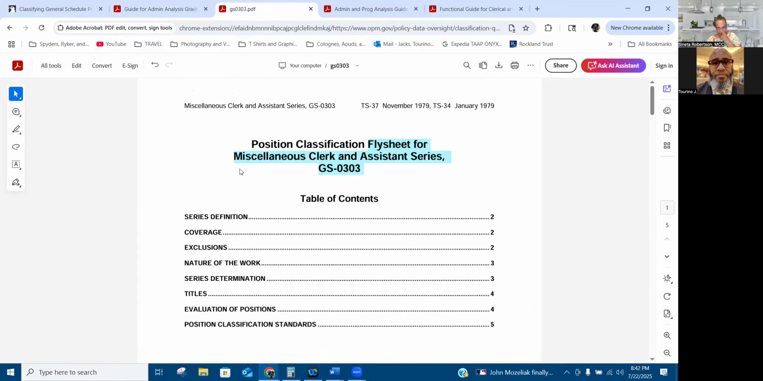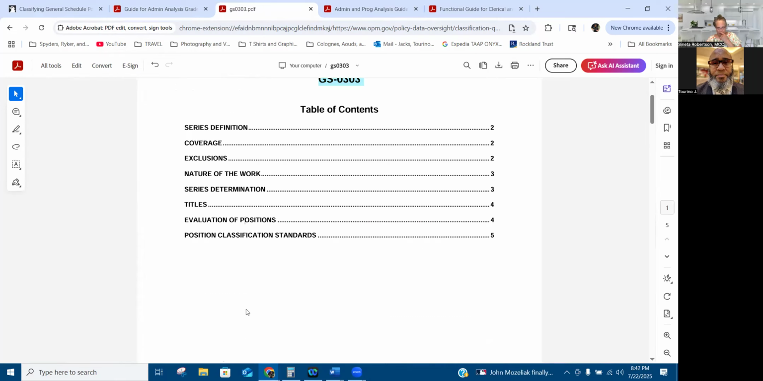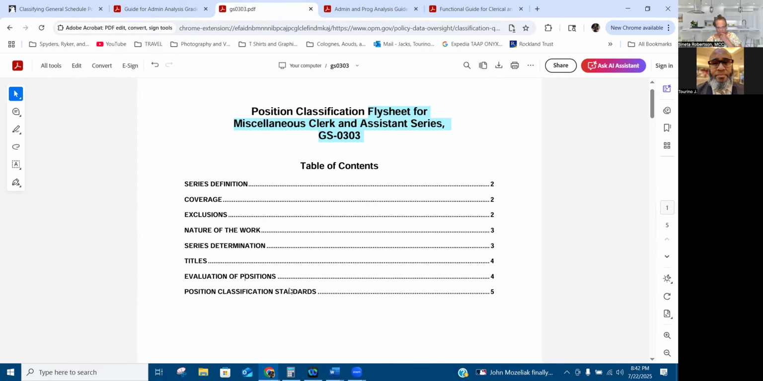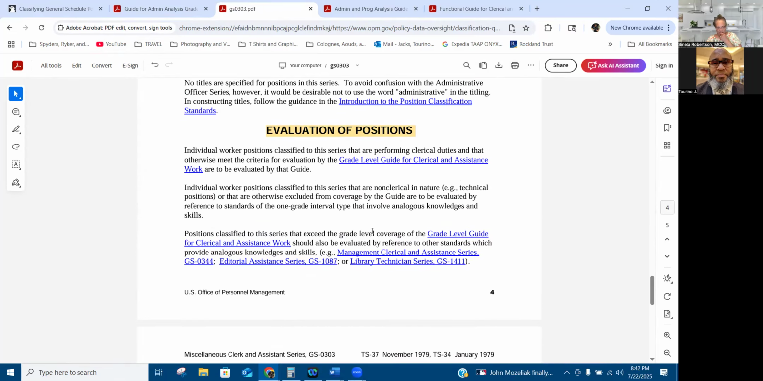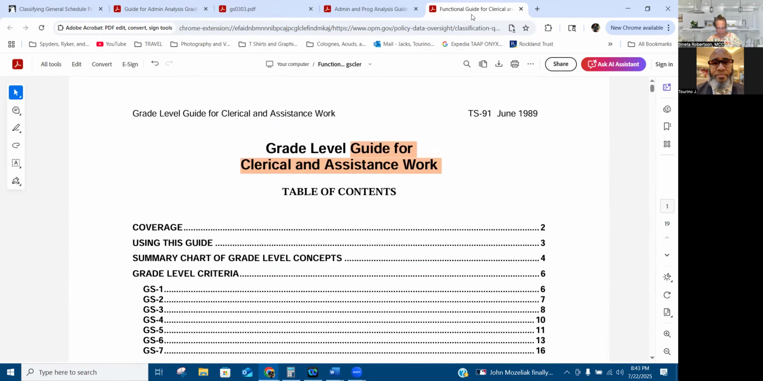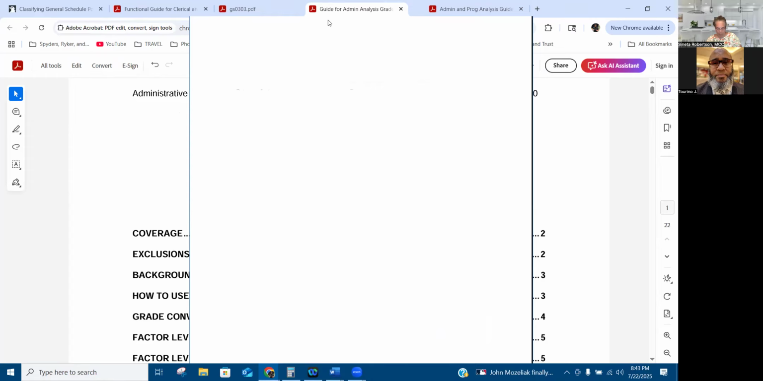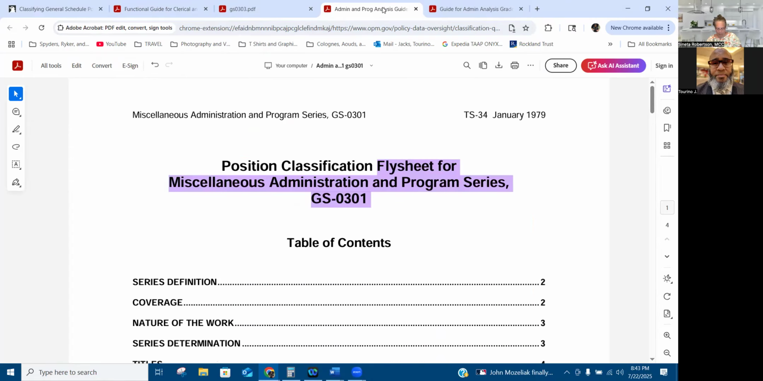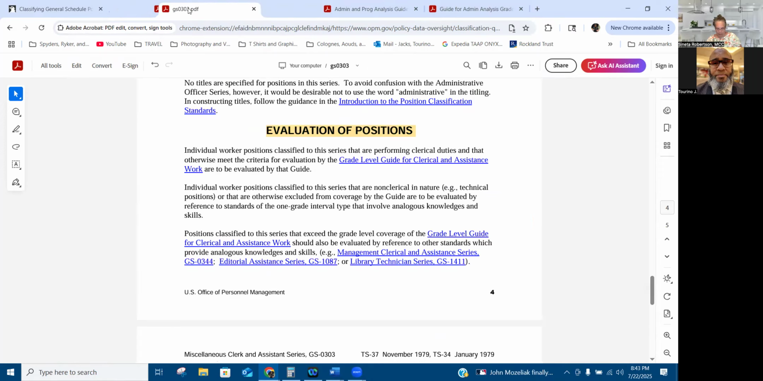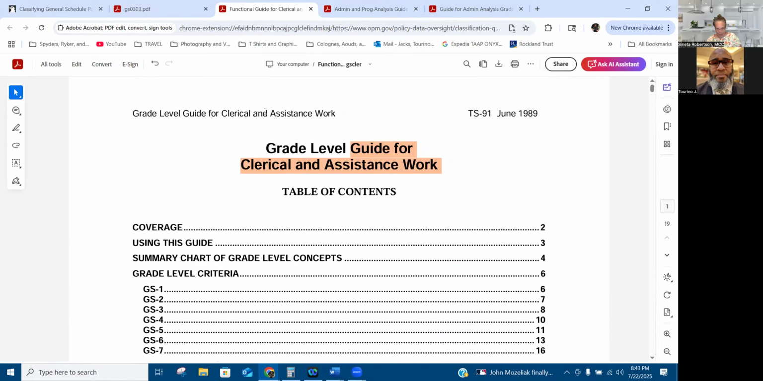So let me go to there. Evaluation of the positions, on page 4. This tells me I need to go here. The empirical guide, which is here. Where is my 301? There you go. All right, so my 303 should be here. This is my guide here. All right, so that's the one.